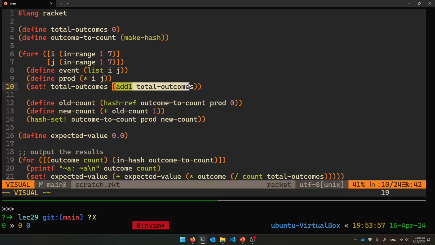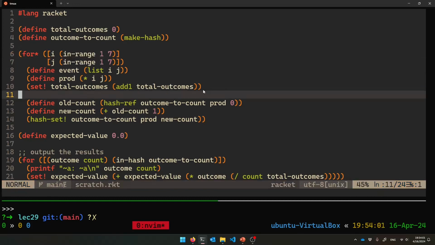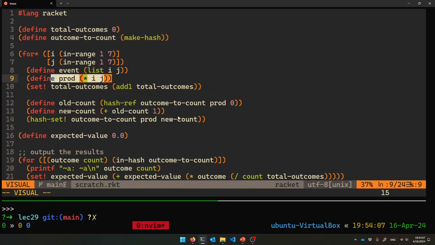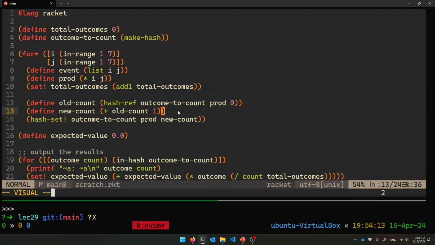And then I'm also going to keep track of the total outcomes, which I could have just hard-coded because I know it's going to be 36 options total, right? But yeah, I'm just keeping track of how many times I saw this product, right? How many times I saw it. I'm adding to an existing count if I found one, 0 otherwise. My new count is that plus 1.